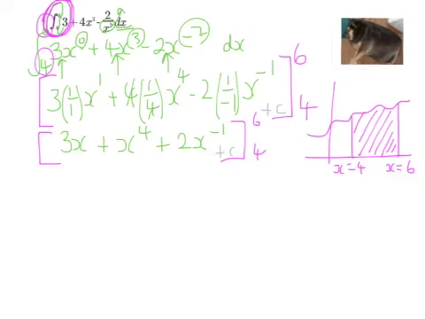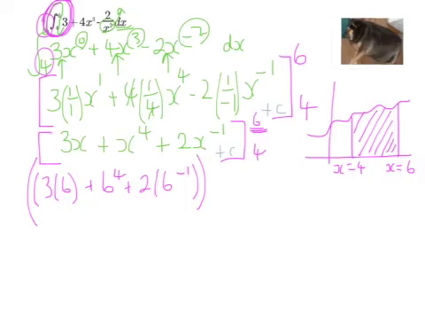So what we're actually going to do here is feed the values x equals 6 and x equals 4 into my integrated function. So we're going to get 3 lots of 6. Now notice that I feed the one on the right in first. So 3 lots of 6 plus 6 to the power of 4 plus 2 lots of 6 to the minus 1. And when they get fed in, now the brackets stay curly.